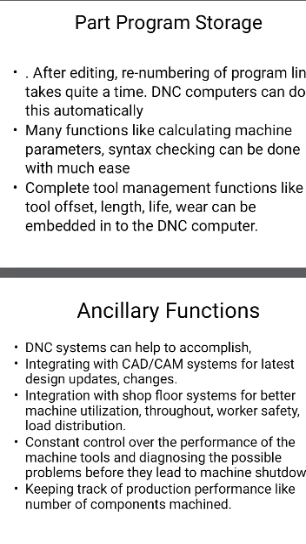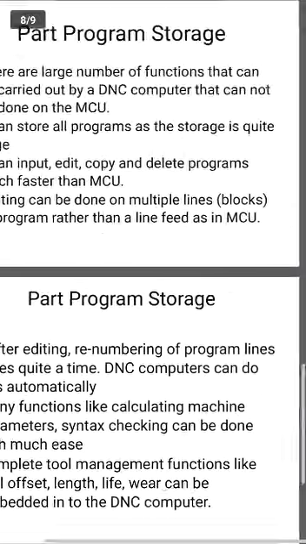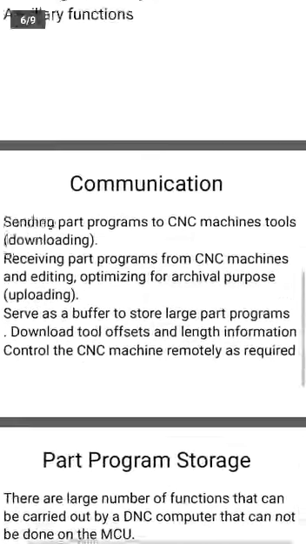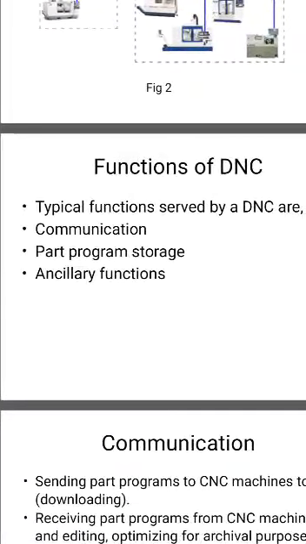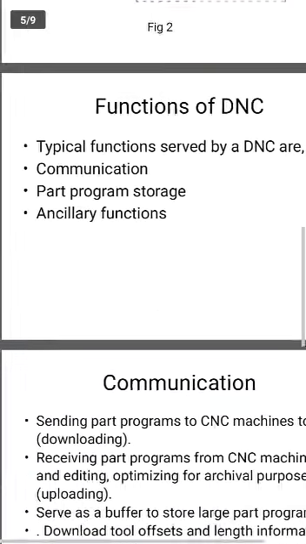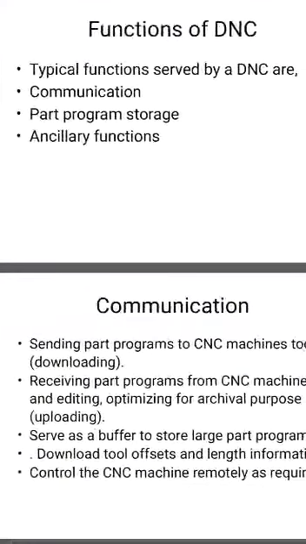So in all these ways it checks the machine function, how it is working, or how to keep the machine in proper condition by latest designing and latest manufacturing, keeping the production performance in track. Okay, so these are the different types of functions of DNC. First one is the communication part, next one is part programming storage, next one is auxiliary function. So these are the three different types of functions of DNC.